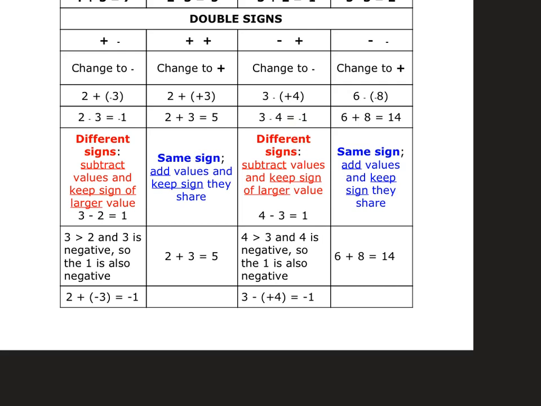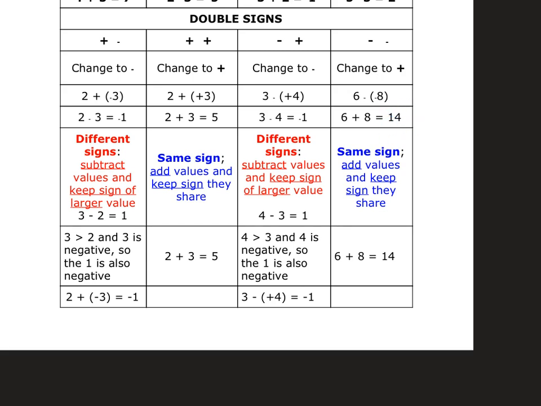Last example, 6 minus a negative 8. The double signs of minus a negative are going to change to a plus. So rewrite that problem, and it's going to become 6 plus 8 equals 14. Positive 6, positive 8, the integers have the same sign, so you add the values and keep the sign that they share, so that's why the answer will be a positive.